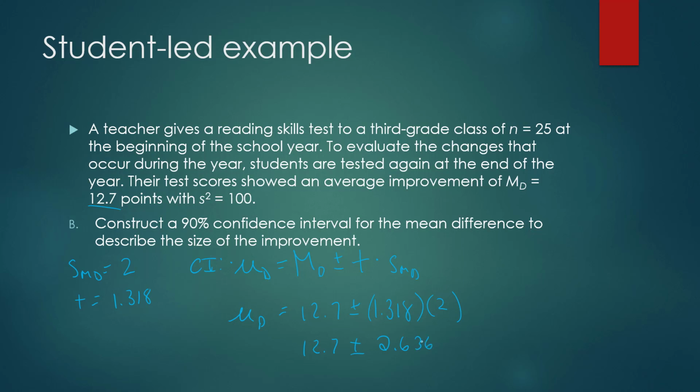which ends up giving us the values between 10.064 to 15.336. So this is our confidence interval. So again, we're 90% confident that if we were to repeat the study again, our sample mean difference would fall in between these values.